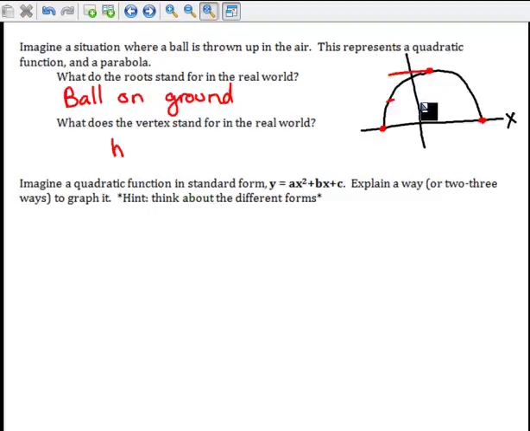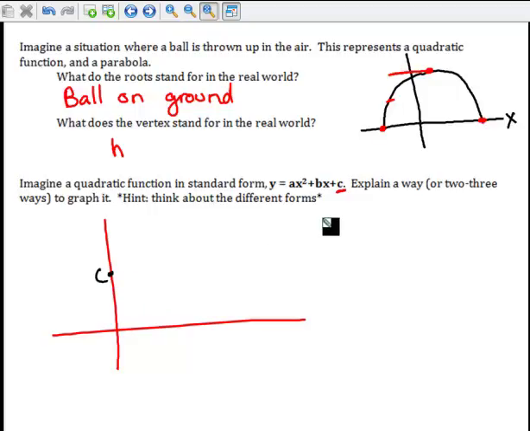Wherever your y-axis is, that can change. Okay, and then you were asked to imagine a quadratic function in standard form and explain a way or two or three ways to graph it. Okay. So if this is in general form, we could factor it and get it into factored form. With general form, we know c is going to be our y-intercept. Okay. So we have a y-intercept of c.